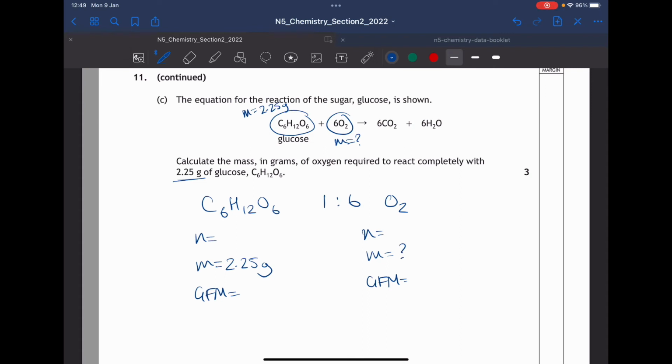And then if we work out the GFMs, so for oxygen, that would just be 2 times 16, because each oxygen is 16, so that'd be 32. Ignore the 6 here, don't times it by 6. And then for the glucose, we need 6 times 12 for the carbons, plus 12 times 1 for the hydrogens, plus 6 times 16 for the oxygens. So that'd be 180 grams.